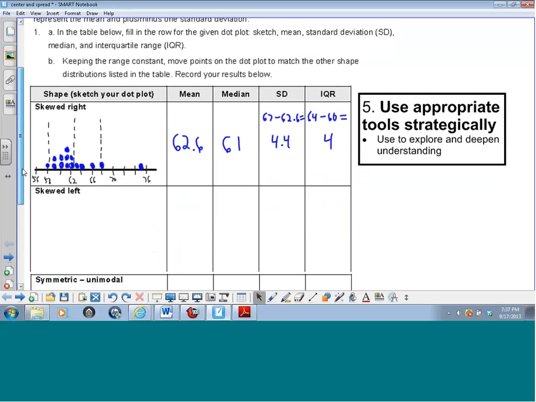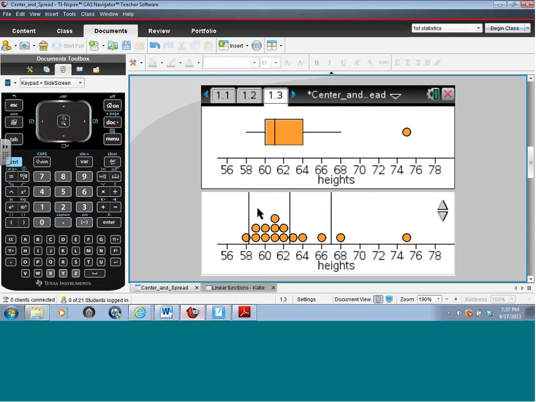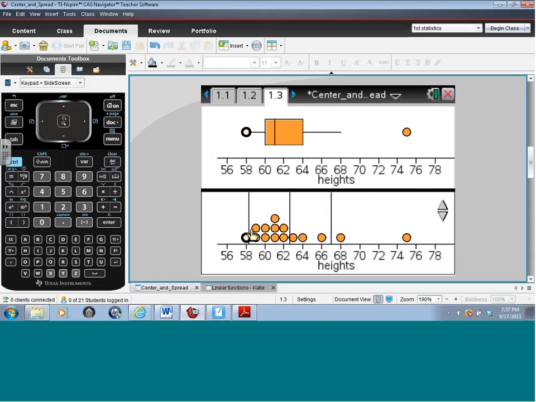I love the dynamic nature of Nspire. So if you go to here, it's skewed left, and so what you can do with the data, Katie, did you know you can grab more than one point at a time here? I did not know that. See, I learned something new today.